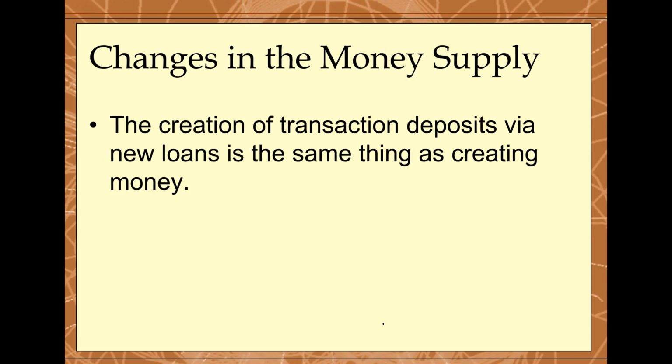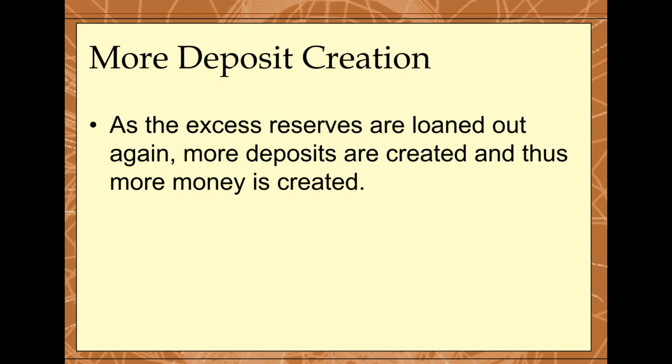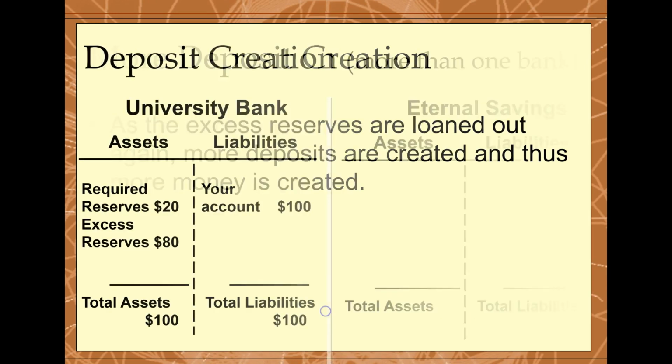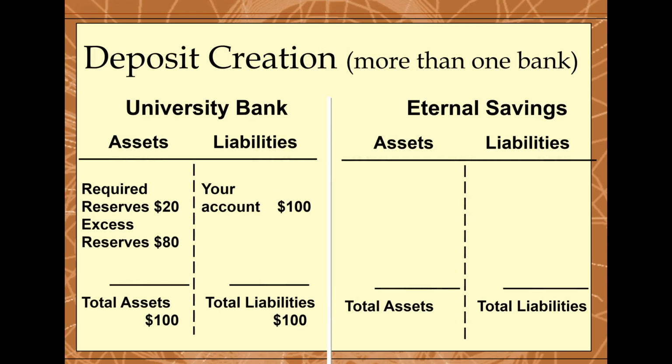So the creation of transaction accounts, aka checking accounts, via loans is the same thing as creating money, like we said before. As the excess reserves are loaned out again and again and again, more deposits are created, and thus more money is created. We're going to call this the money multiplier. Now let's look at this. Let's say that same student deposits $100 into the bank, and it creates a liability in the form of a deposit for the bank, but it also creates $100 worth of reserves.